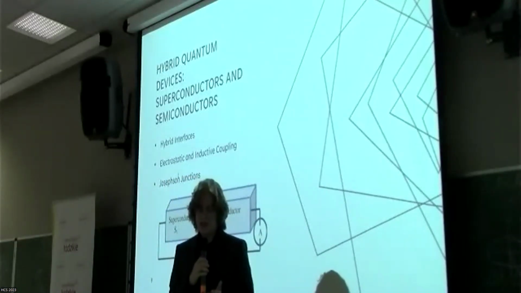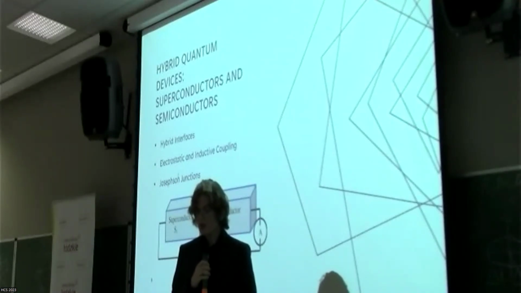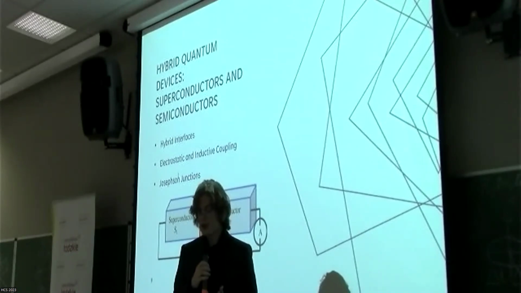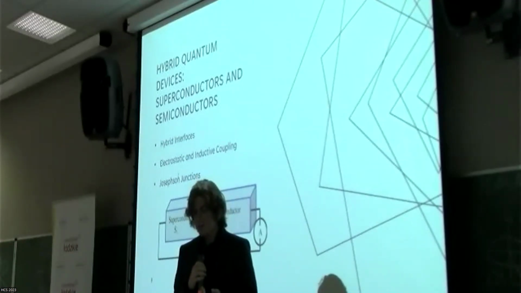Another exciting development in the field of quantum computing is the creation of hybrid quantum systems. Such a system combines semiconductor quantum dots with superconducting qubits. What's most interesting is that it takes advantage of the strengths of both technologies. In a hybrid system, semiconductor quantum dots can be coupled with superconducting qubits via electrostatic or inductive coupling. By linking these two systems, we can enhance the coherence time and increase the computational power of the quantum systems.